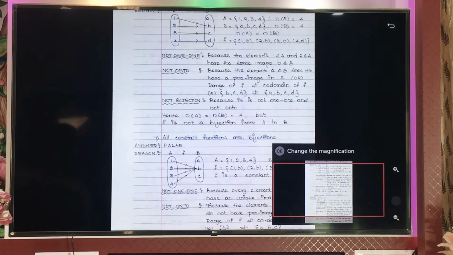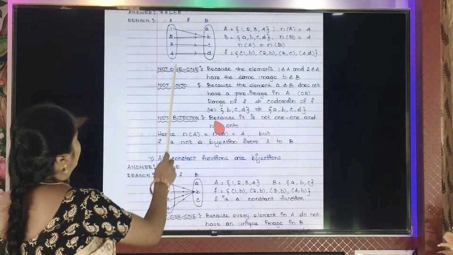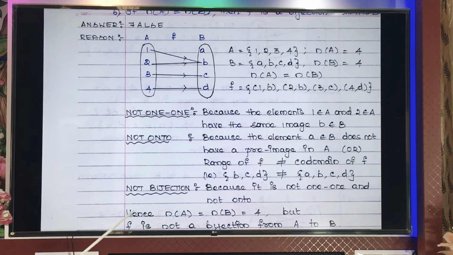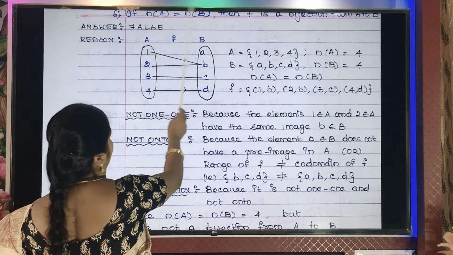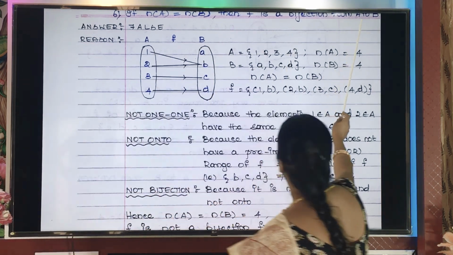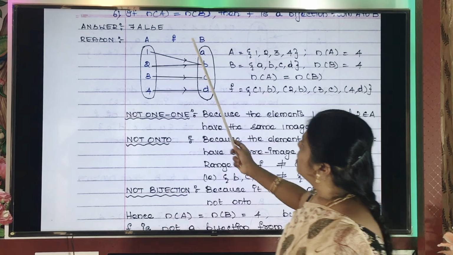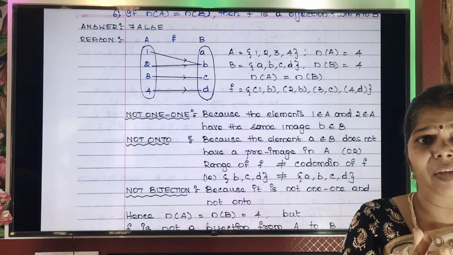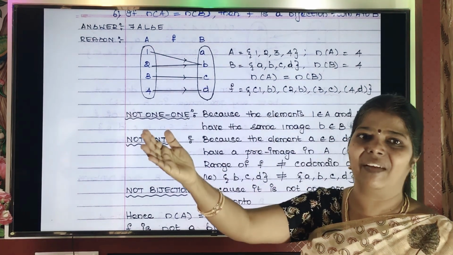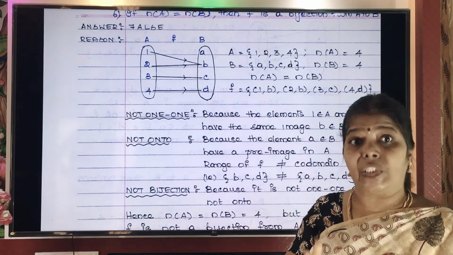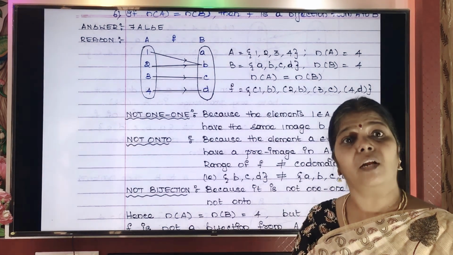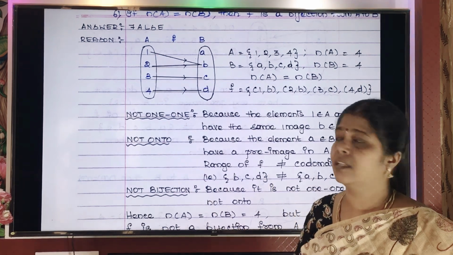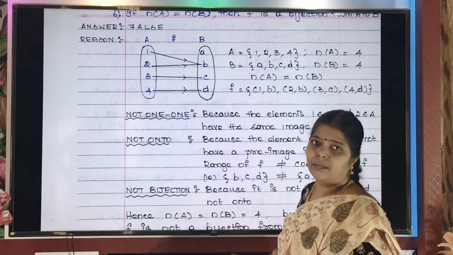What is the next question? If n of A equal to n of B, then F is a bijection from A to B. Okay? Just because, see, when the function is bijection, we get n of A equal to n of B. That was the previous question. But in this question, just because n of A is equal to n of B, do we get all the functions as bijections? No. Vice versa is not true always, it is false. That is the reason we have written false.